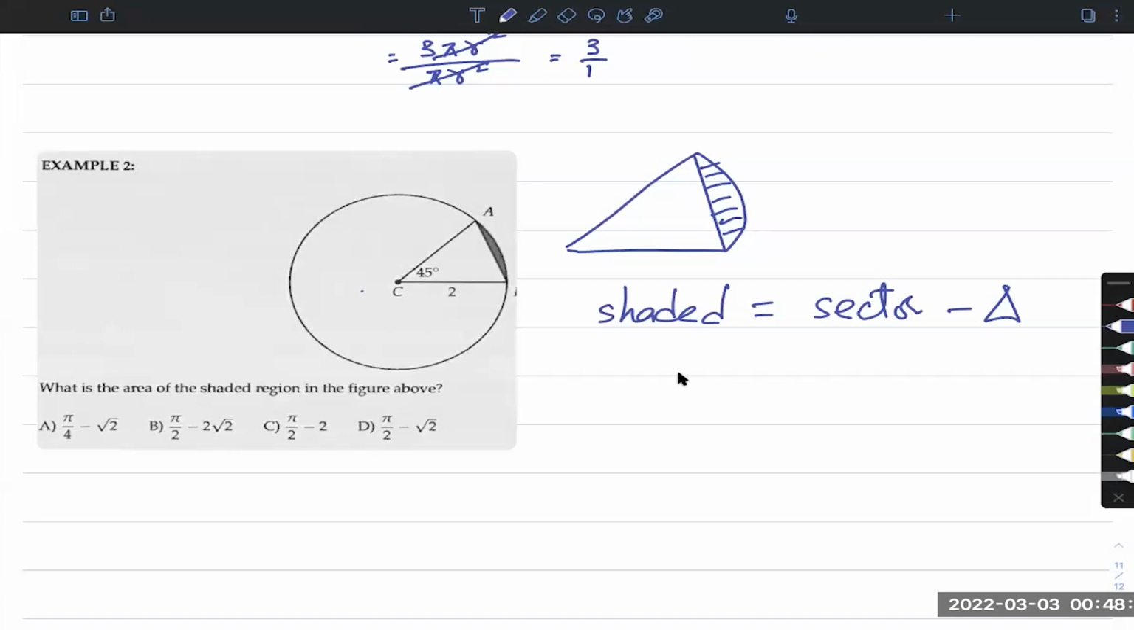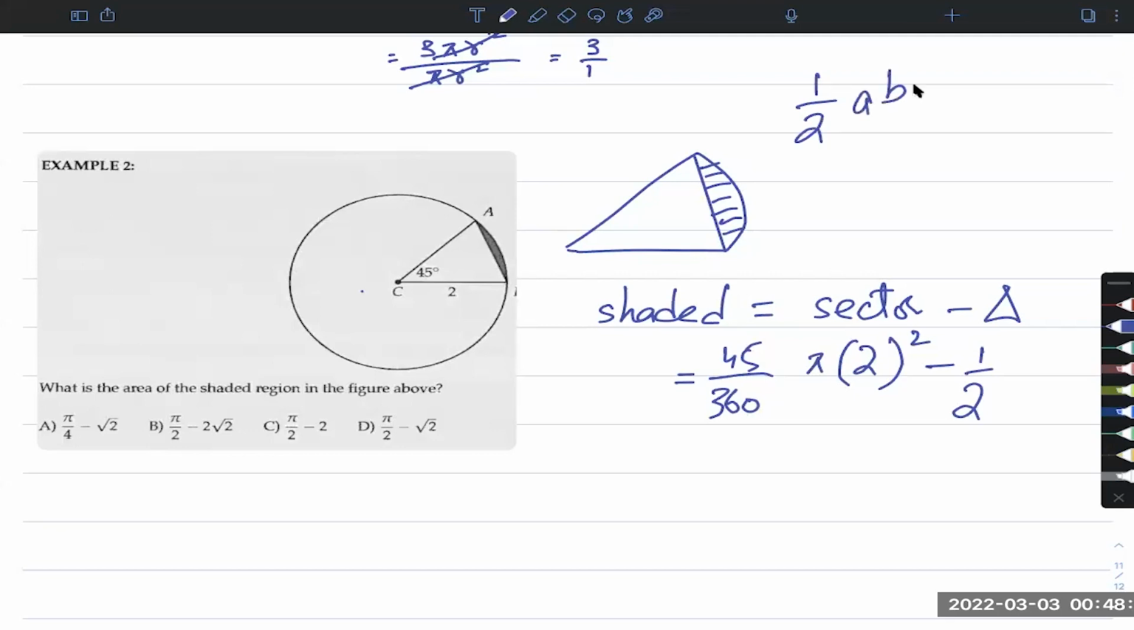Okay, and what's my sector area? I have 45 degrees as my angle, so 45 over 360 multiplied by pi r squared. r कितना, 2, तो 2 squared. फॉर्मूला अप्लाई कर दिया. और ट्राइंगल का होता है half into AB sin C. Remember this formula: half AB sin C. So अगर आपके पास दो sides हैं, एक A है, एक B है, and the third one, the angle between them, it's always the angle between them. That's C. Then you can apply this formula.